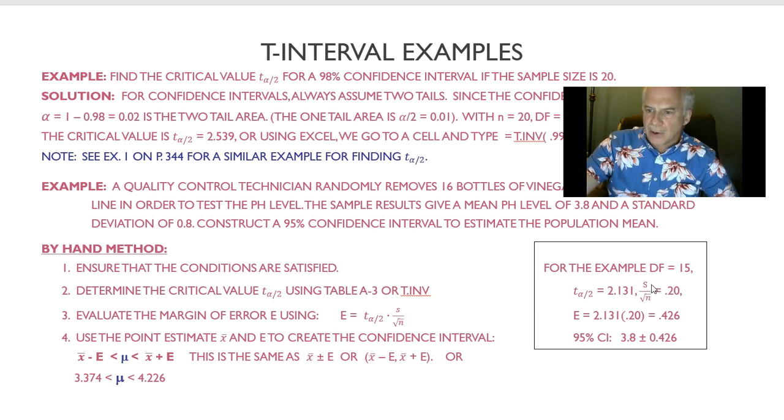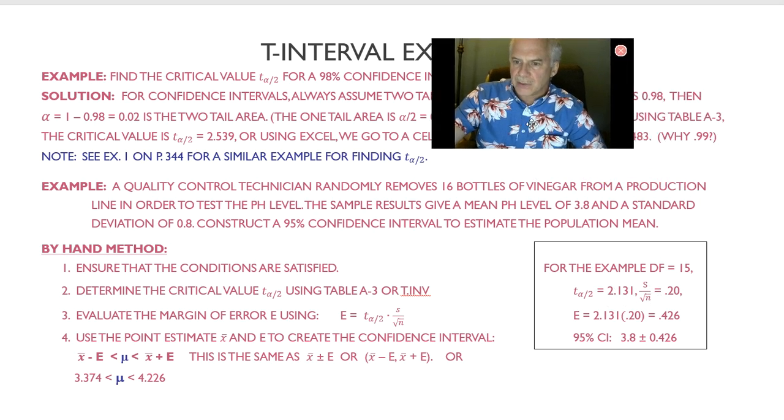Now the standard error is the sample standard deviation, S, divided by the square root of n. So I'm using this margin of error formula. And so S was 0.8, and then the sample size was 16. So 0.8 divided by the square root of 16 comes out to 0.2. Okay, and then you find the margin of error by multiplying these two things together. And so that's what I did here. 2.131 times 0.2, you get 0.426.